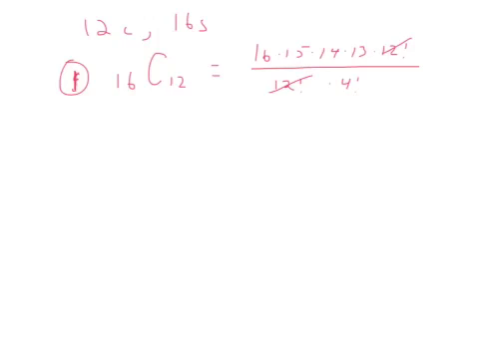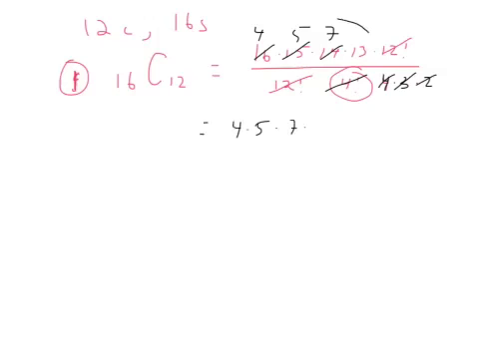And so this will simplify out a little bit. 4 factorial we can write as 4 times 3 times 2. So this simplifies to 4, the 3 simplifies to 5, the 2 here simplifies to 7. And so this will be 4 times 5 times 7 times 13, whatever that is.